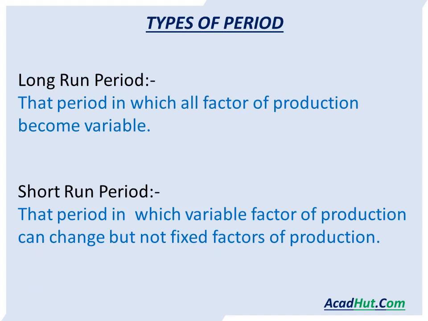Now we come on to the types of period. Now again, अब हम time period को किसके terms में करेंगे? In terms of factors of production. So all these four terms are interrelated and defined in terms of each other. So now see how we define long run period. That period in which all factors of production become variable. That means you can change your fixed factor of production and you can also change your variable factor of production.